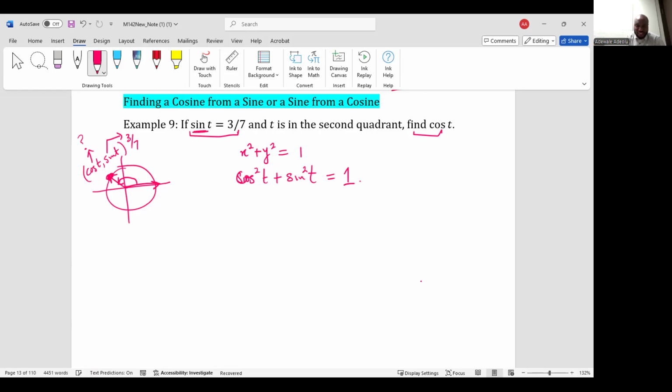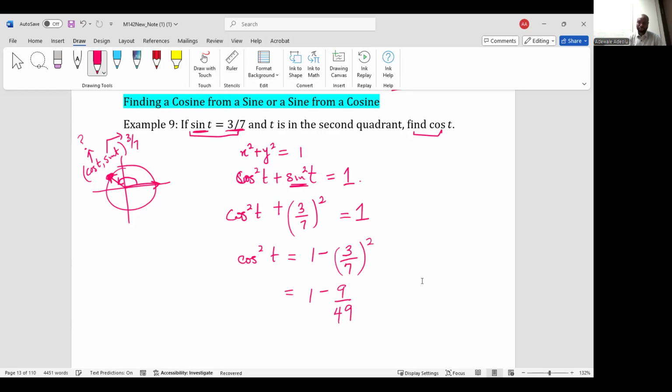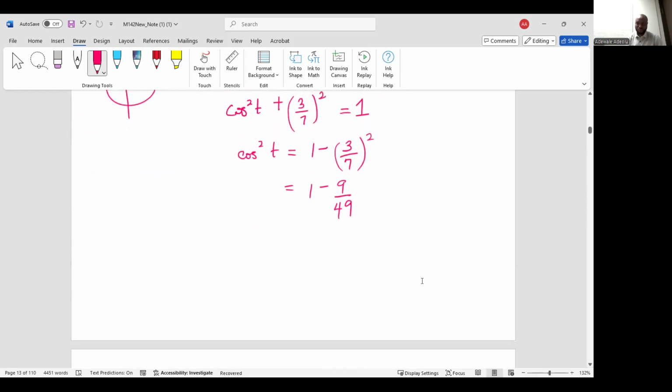Now, sine of t is 3/7. We can square that because this is squared. So cosine squared of t equals 1 minus 3/7 all squared, which is 1 minus 9/49. So that is cosine squared of t. If you do your maths here, over 1, you should have 40/49.